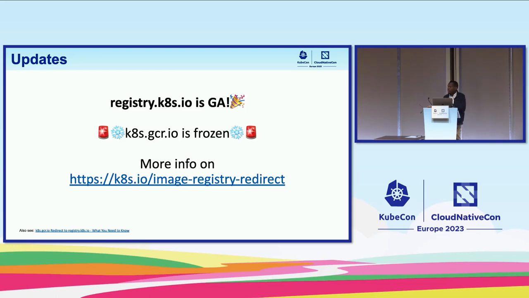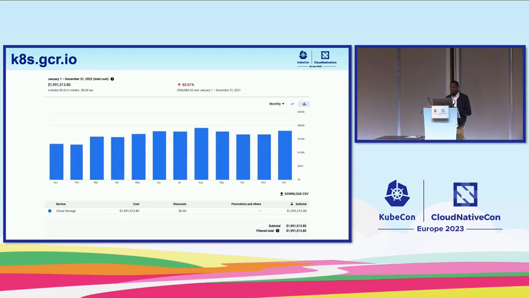I will explain why we're doing this. You can check the link; there's an announcement, a blog post explaining why. Historically, like I said, we were using k8s.gcr.io. And in this graph, you will see the annual expense of distributing container images for the last year. That's almost 2 million for a year.